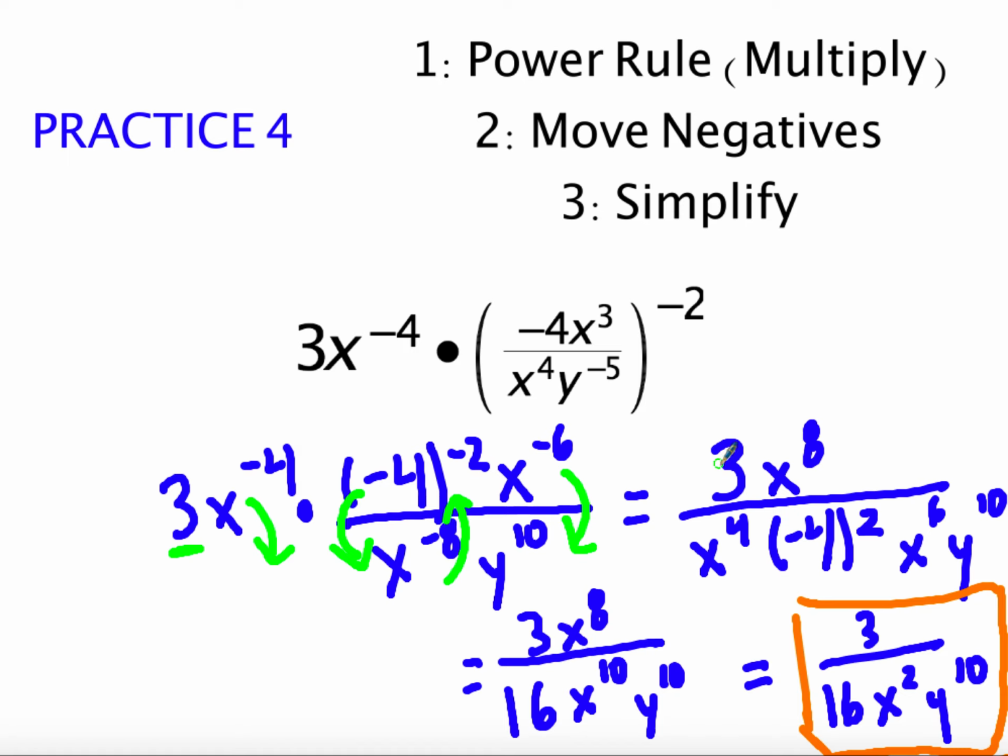Further simplifying, we have 3x to the 8th stays just like that. We're going to evaluate negative 4 times negative 4, which is 16. X to the 4th times x to the 6th is x to the 10th times y to the 10th. And then our last simplification is just making sure that we don't have two different x's in our expression. So x to the 8th divided by x to the 10th, we have x squared in the denominator. So this is my final answer.